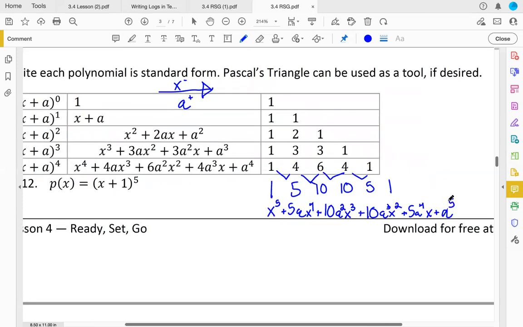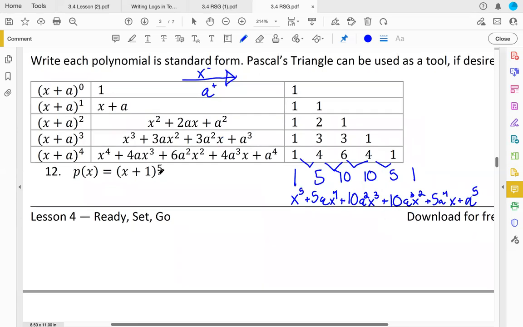So take a moment and try this out for this problem. Again, try without the actual foiling or box method. Try to use the triangle. Challenge yourself. Again, keeping in mind that a equals 1. Pause the video and try this out.